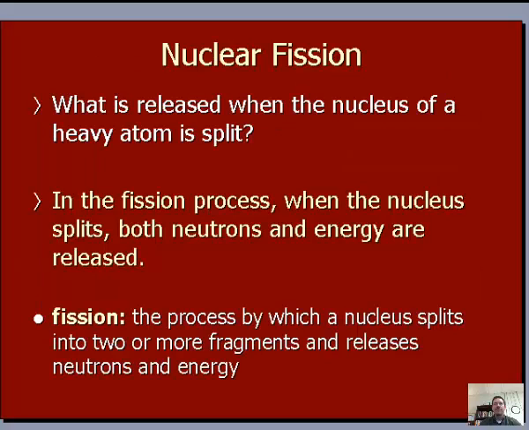Alright, nuclear fission. What is released when the nucleus of heavy atoms are split? In the fission process, the nucleus splits, and both neutrons and energy are released. So we can define fission as the process by which a nucleus splits into two or more fragments and releases neutrons and energy.